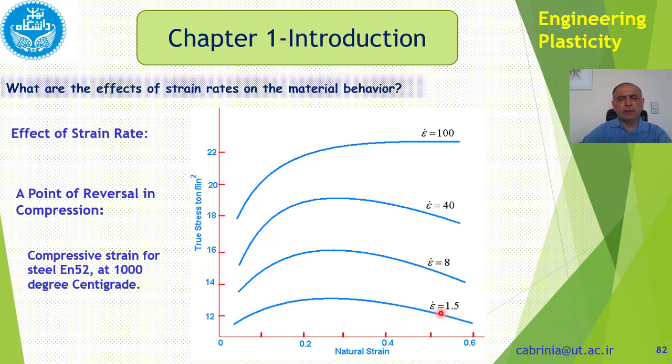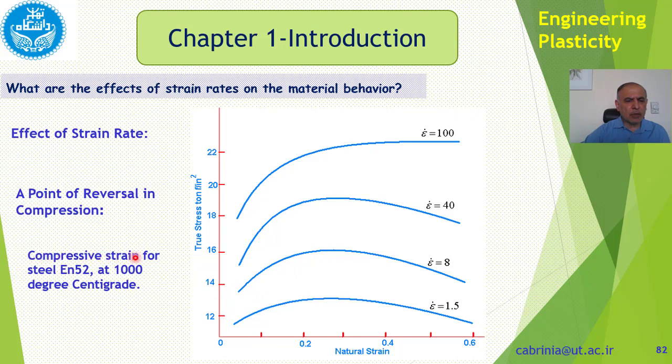Because epsilon is delta L over L, change in length divided by the original length, and its speed is change in length over original length over time, which is second. So epsilon is dimensionless, and per second is epsilon dot. 1.5 per second, epsilon dot equal to 100 per second. So that's the speed of loading. We call it strain rate, how fast we load a specimen.